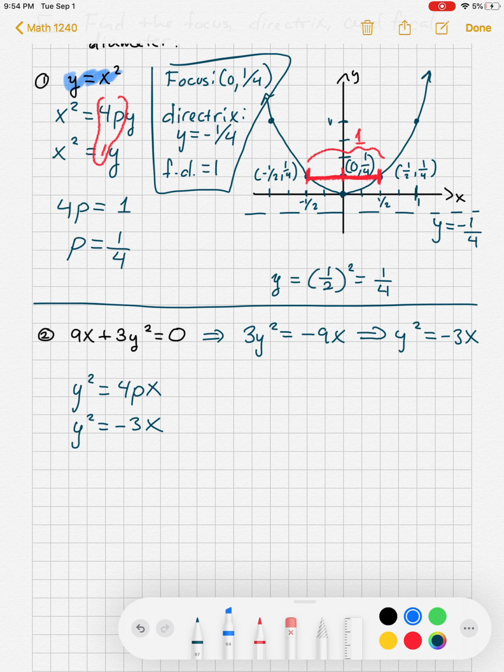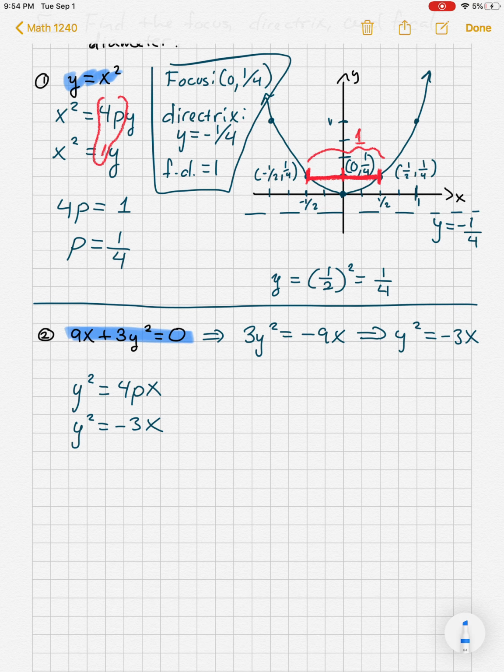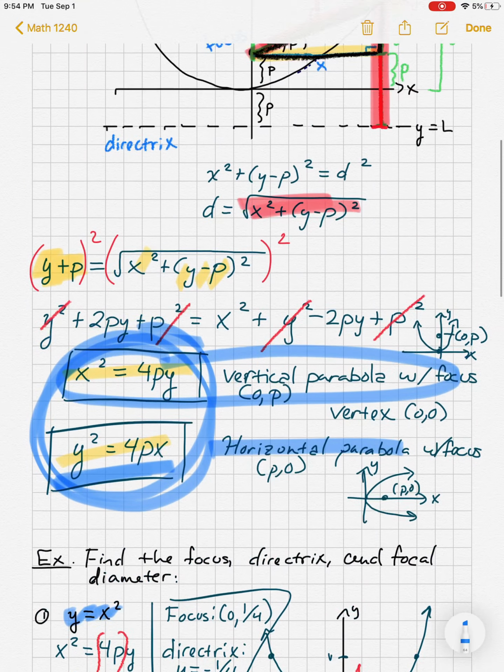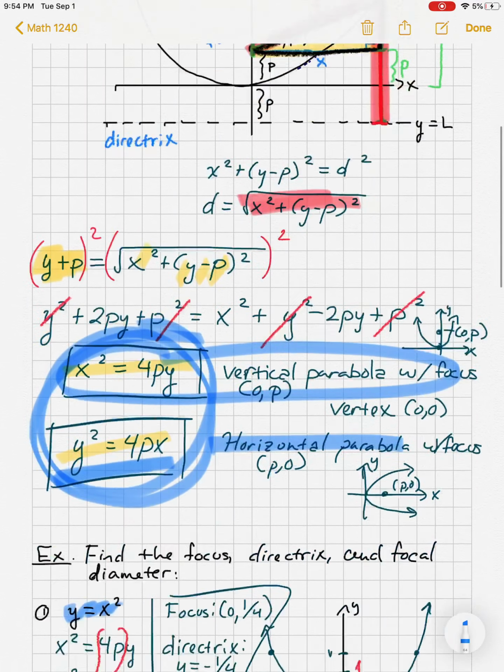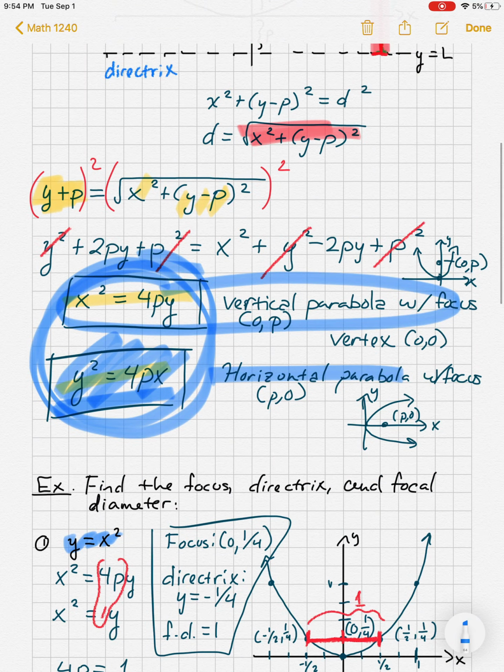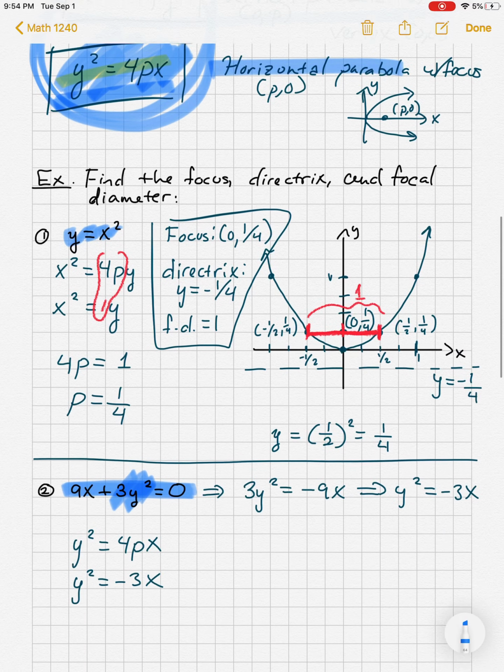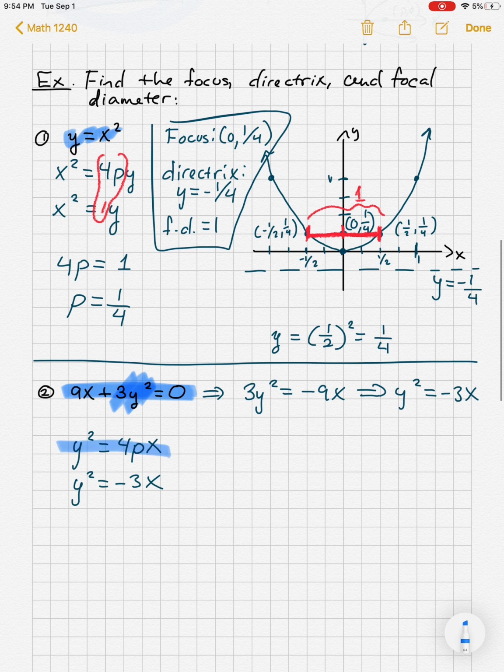When I first see this equation, I see that I'm dealing with a y squared. So I know I'm dealing with a horizontal parabola. That equation would be y squared equals 4px. So what I did then is I solved my equation for y squared. Looks like I did that part right.